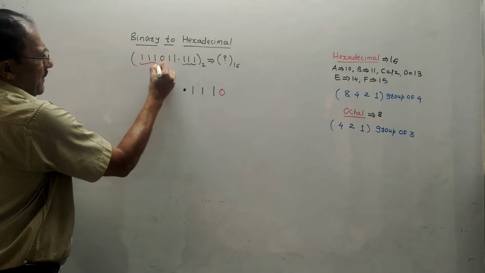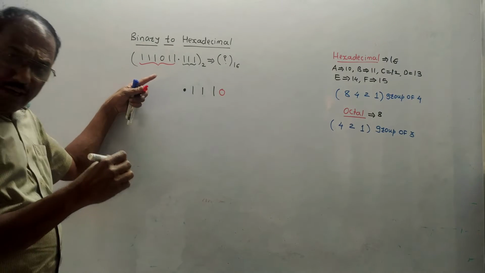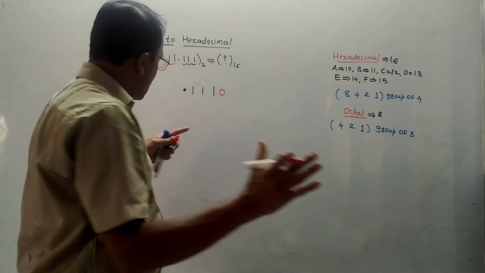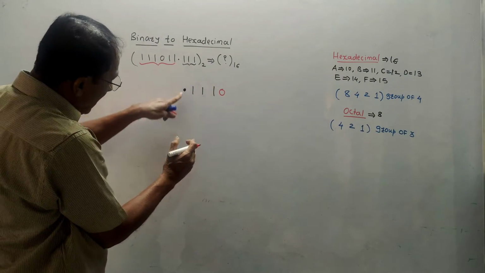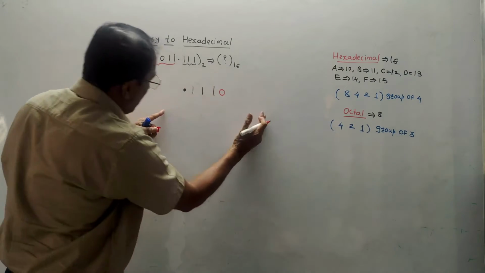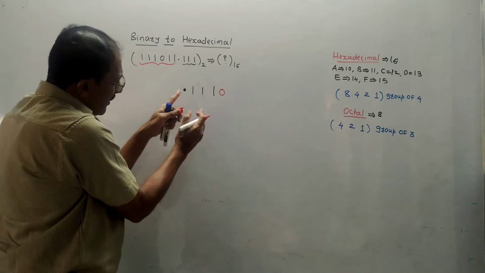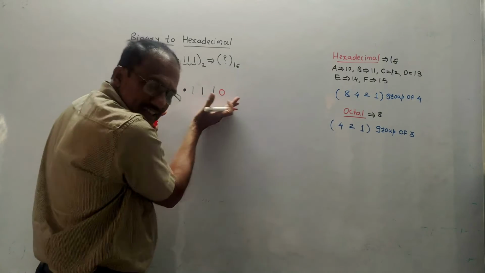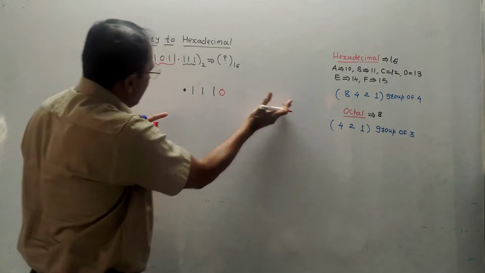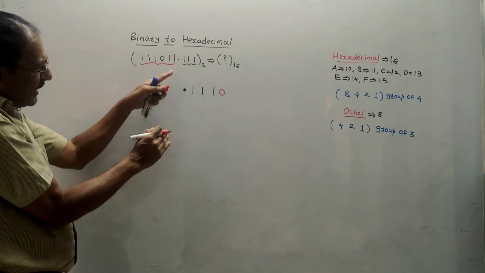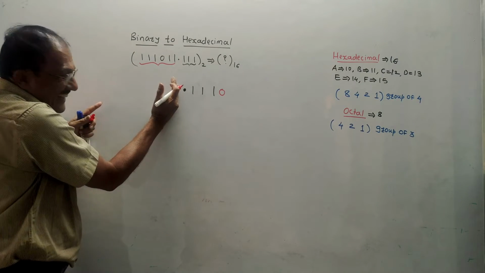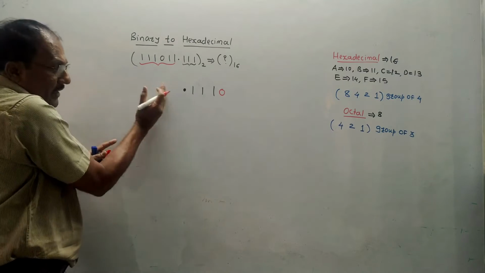Now for this part, again you have to make a group of 4, but don't get confused. Do remember like this: when you are making a group of 4 after the decimal point, read from the decimal point towards the end, towards the RHS side. Whereas for the integer part before the decimal point, go on reading it from right to left.